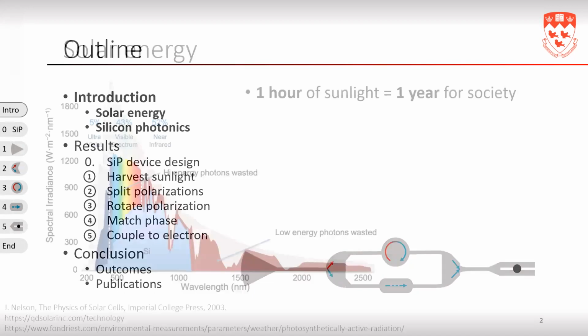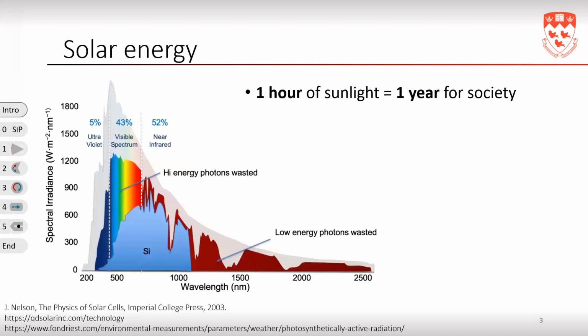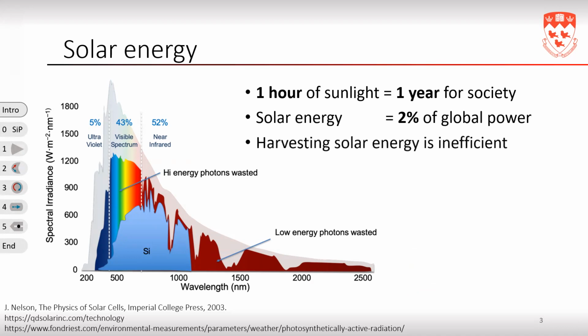Do you know that an hour of sunlight is enough to power all of human society for a year? And yet, solar energy only contributes to 2% of global power. That's because the process of harvesting solar energy is inefficient. If you see the amount of sunlight hitting the surface of the Earth, shown in the graph here, a silicon solar panel only absorbs a part of that spectrum. And so most photovoltaic panels can only be 32% efficient.